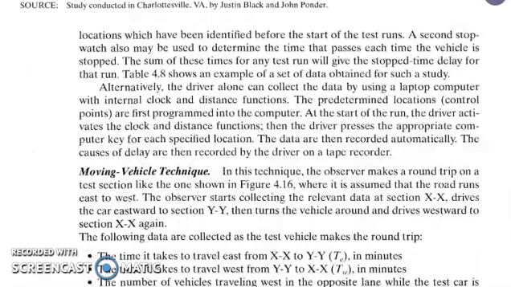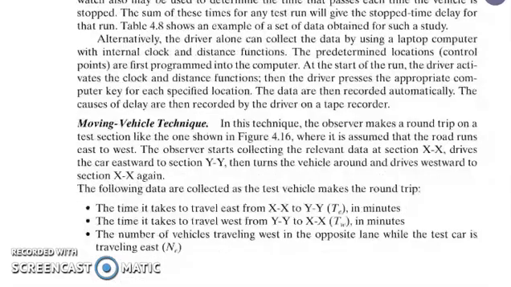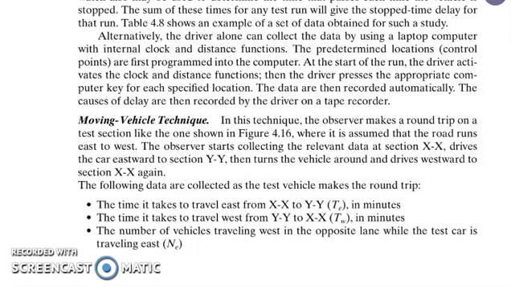Now the third one is the moving vehicle technique. In this technique, the observer makes a round trip on a test section like the one shown in our Figure 4.16. It is assumed that the road runs east to west, and the observer starts collecting the relevant data at section x-x, drives the car eastward to section y-y, then turns the vehicle around and drives westward to section x-x again. This is the data that was collected as the vehicle makes a round trip.